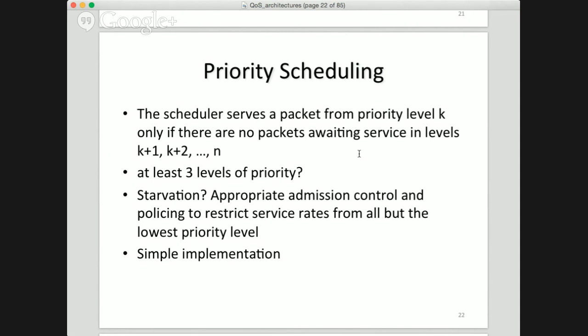to restrict the service rates from all but the lowest priority level. So that in a sense, I can make sure that the green traffic, the poor guy with a low priority level, still gets a little bit of bandwidth. And the big advantage of priority scheduling is that this is very, very simple to implement.